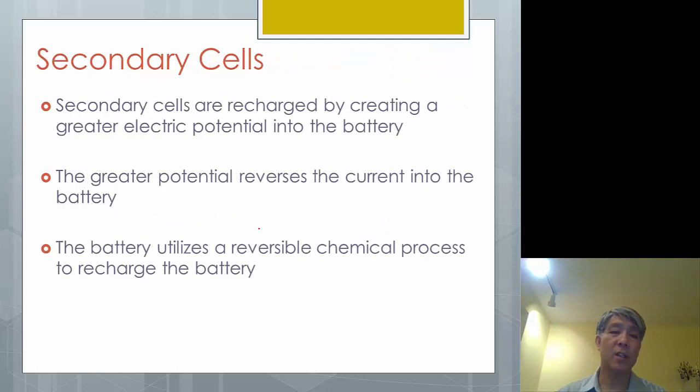Secondary cells utilize a reversible chemical process to recharge the battery. It doesn't necessarily recharge it up to its original level, but it does recharge it, and so you can reuse that battery many times. However, even with your iPhone, as you use it more and more, you notice that it takes longer to recharge, or it doesn't seem to last as long. It doesn't get you back to 100% most of the time.